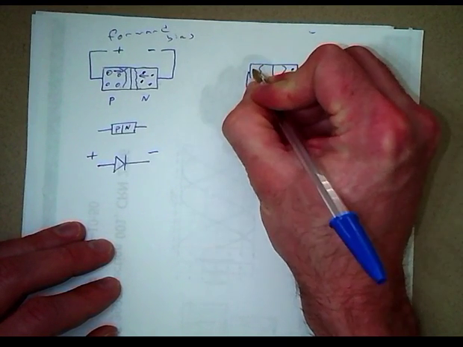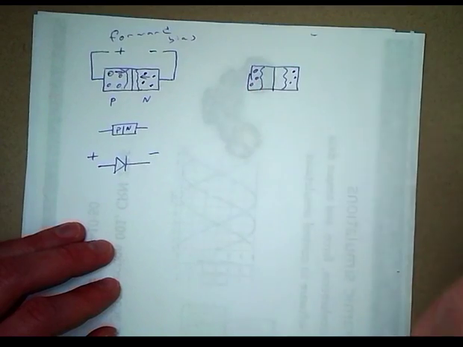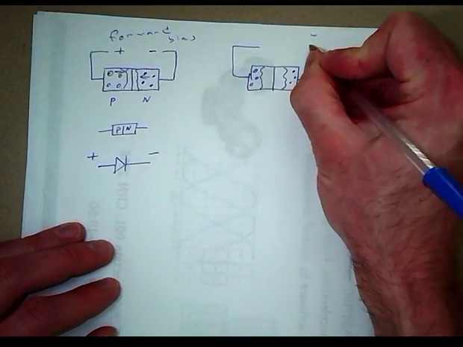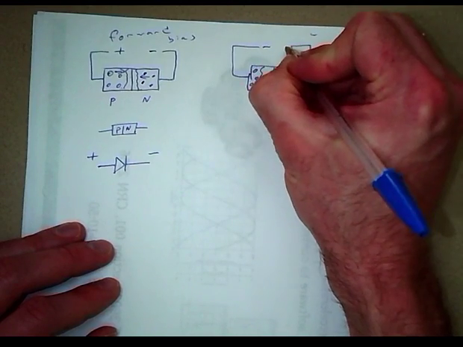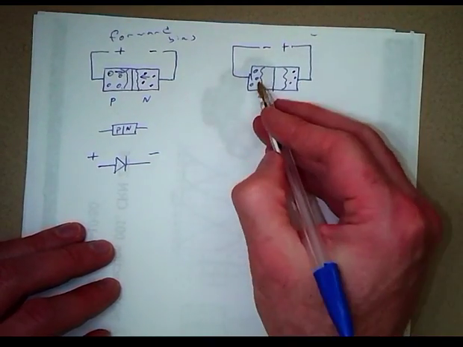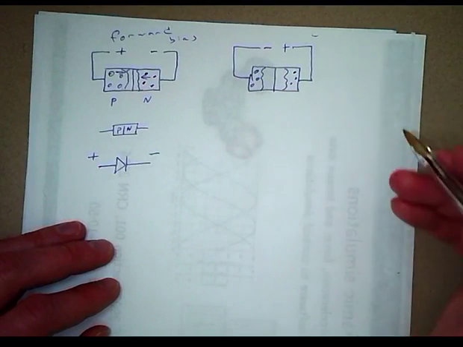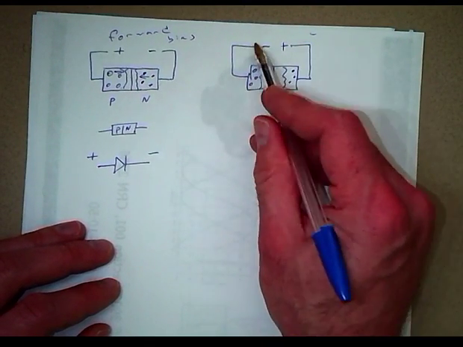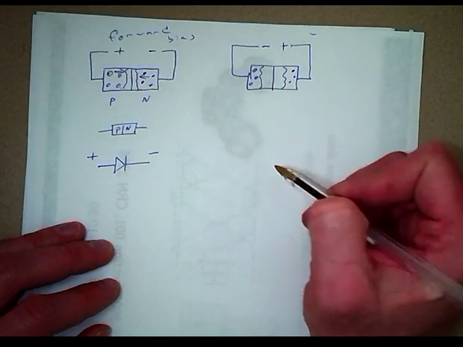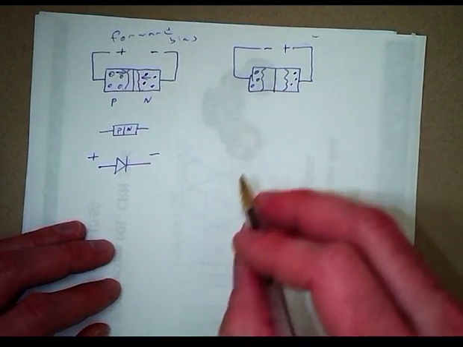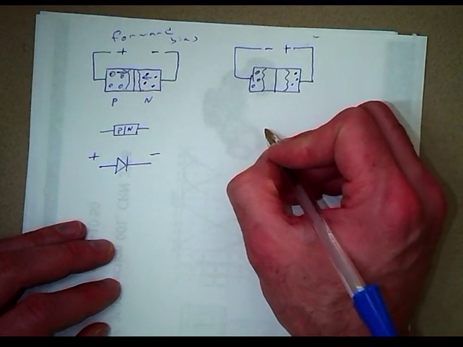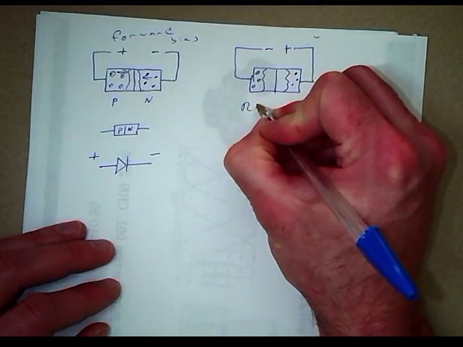And then the other way of applying a potential would be reverse bias. So now we're giving a negative voltage to the P-type and a positive voltage to the N-type. So now electrons are attracted this way and the holes are attracted that way, so the depletion region actually grows. And in that case there's no current flowing, and so that would be reverse bias.